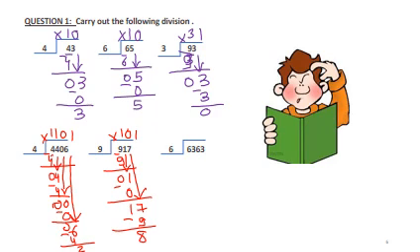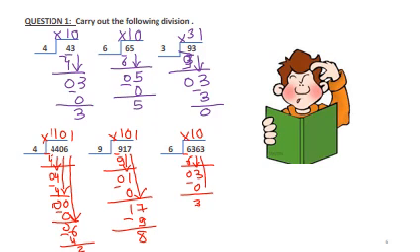Now we have 6,363 divided by 6. So I'm going to take the 6. 6 times 1 is 6. And we subtract, it's 0. Now we bring down the 3. We have only 3. 3 divided by 6, it's impossible. So we put a 0. 6 times 0, it's 0. And we subtract, that's a 3.